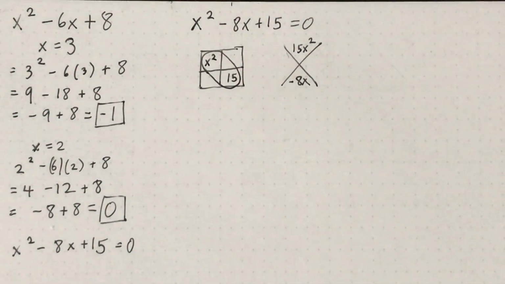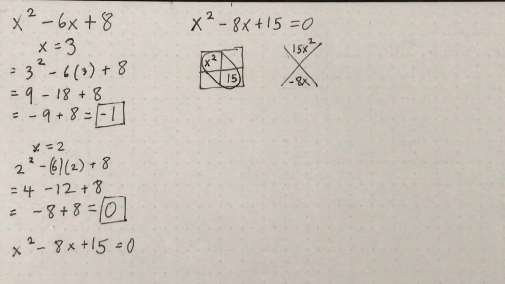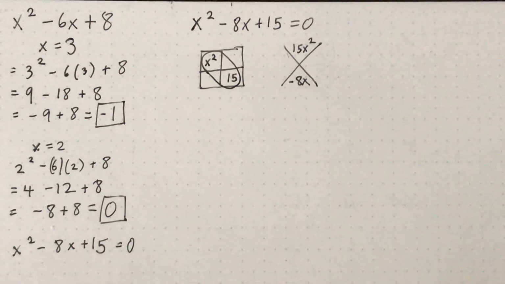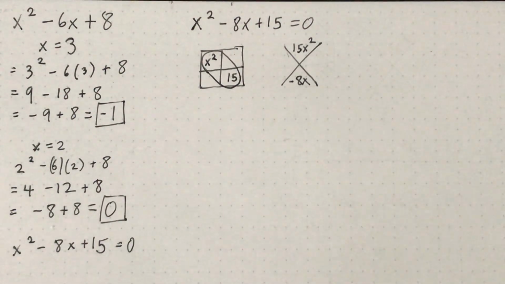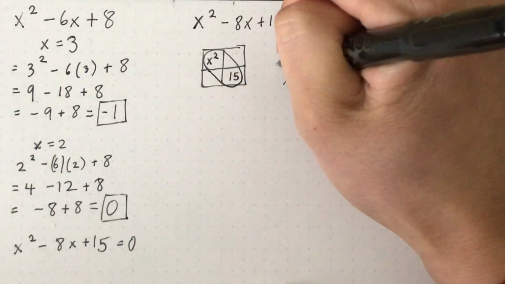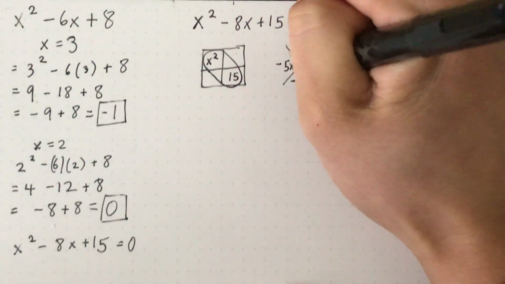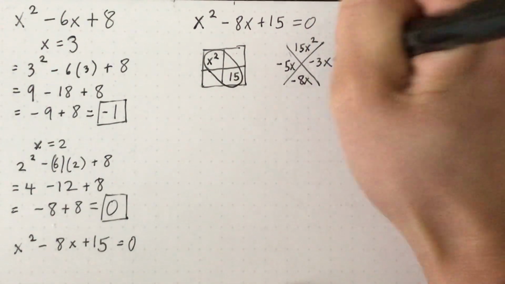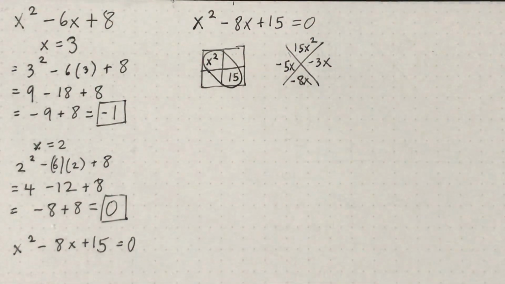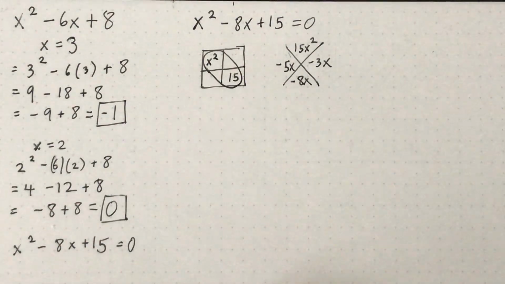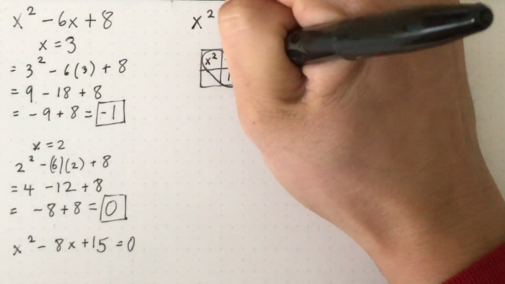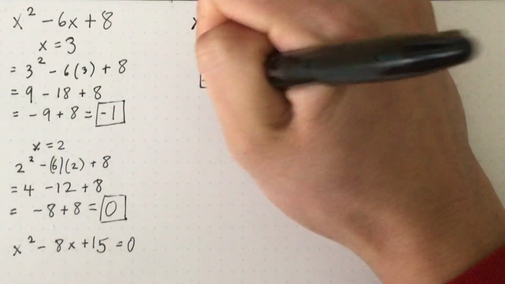The question becomes, what two numbers multiply to 15 and add to negative 8? I encourage you to pause this video and see what you get. But it should be negative 5x and negative 3x. Negative 5 times negative 3 is 15. Negative 5 plus negative 3 is negative 8. Let's plug that into the boxes.